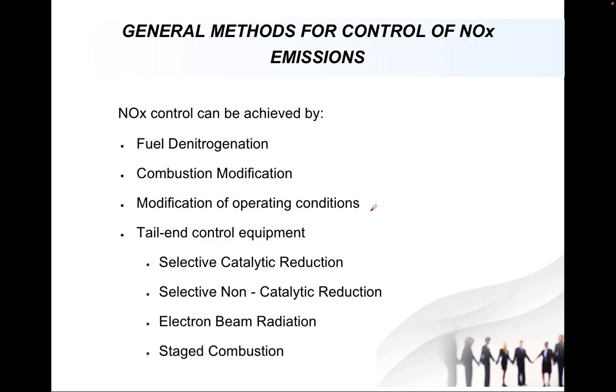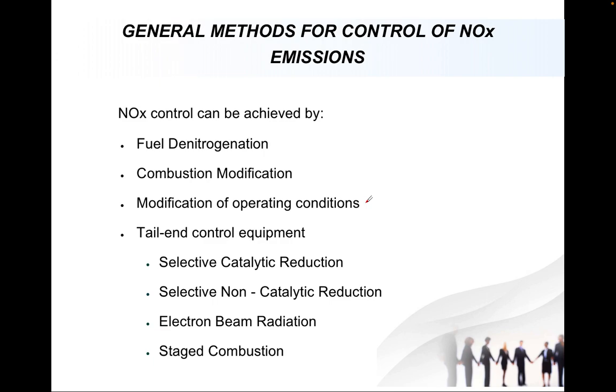Then modification of different operating conditions. We can modify operating conditions like the temperature. We can control the combustion temperature. We can control the combustion pressure. So there are many operating conditions through which we can reduce NOx, or control the level of NOx. Then another option is tail end control equipment.